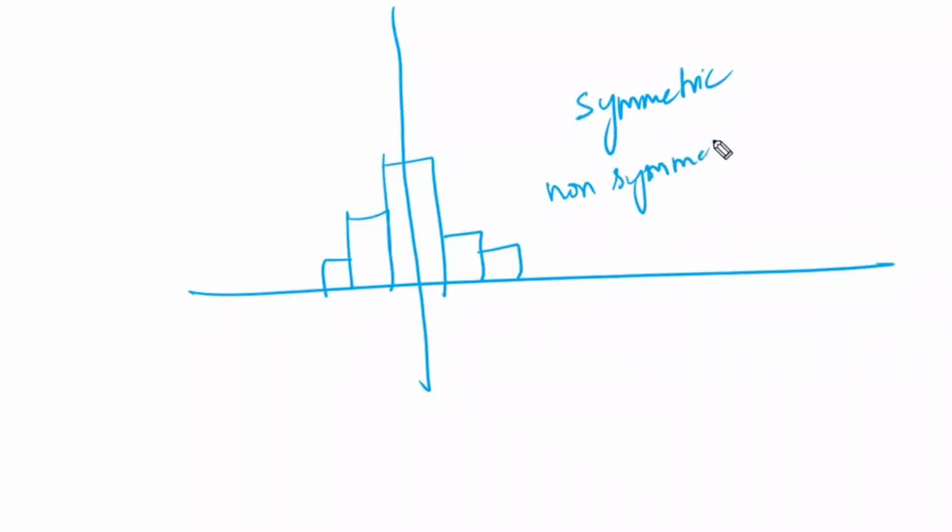That's it. From the center line, if the shape on the left side and right side are the same, it is called a symmetrical distribution. If both are not the same, it is called non-symmetrical, which is also called a skewed distribution. Non-symmetrical distribution is also called skewed distribution. Symmetrical distribution is also called normal distribution. Distribution means the entire data, the distribution of the entire data.